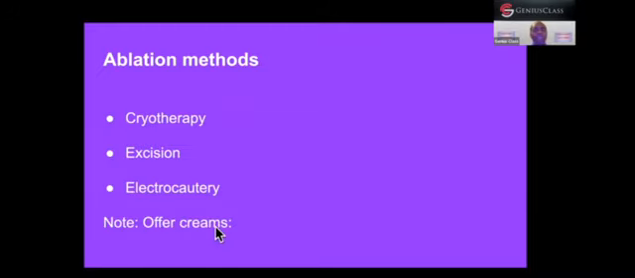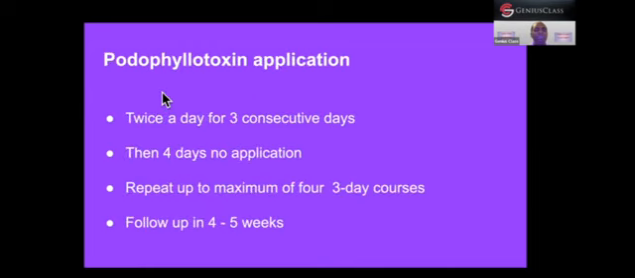So what cream? You may be asked, what cream? Only give too much detail if you are asked. The cream here, we said, is podophyllotoxin. Usually you apply it 3 days in a row, then take a 4 day break, then another 3 days in a row, then a 4 day break. You repeat up to a maximum of 4 three-day courses. And then arrange a follow-up in about 4 to 5 weeks.